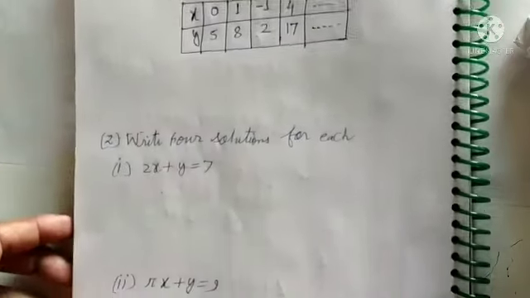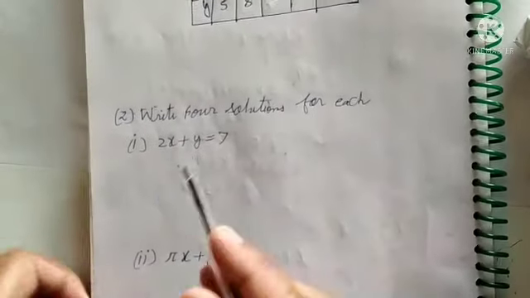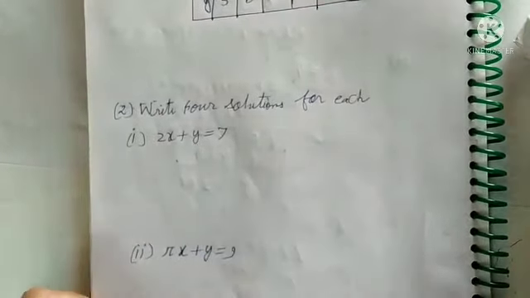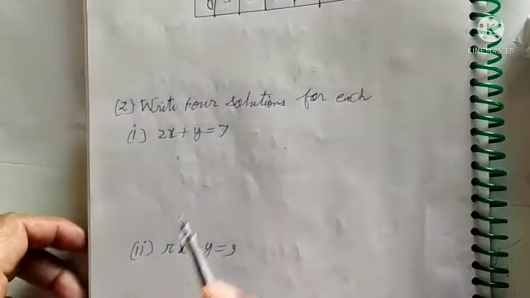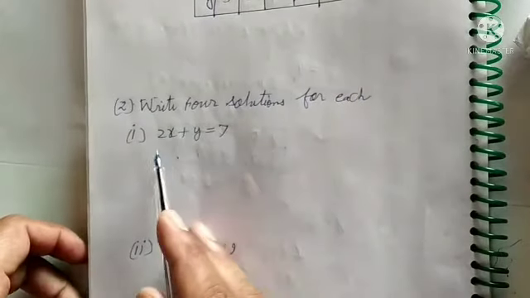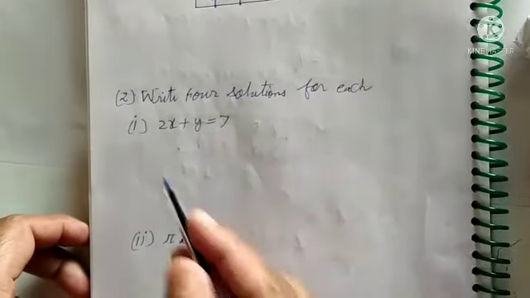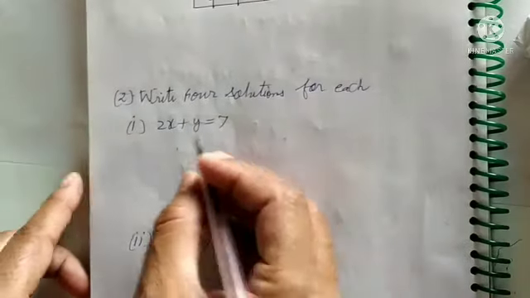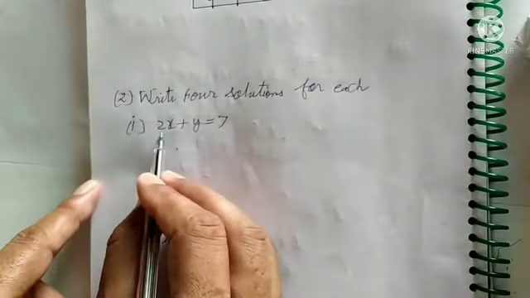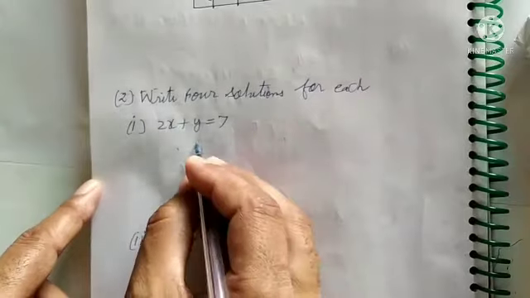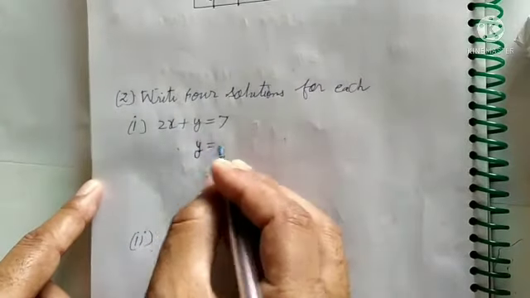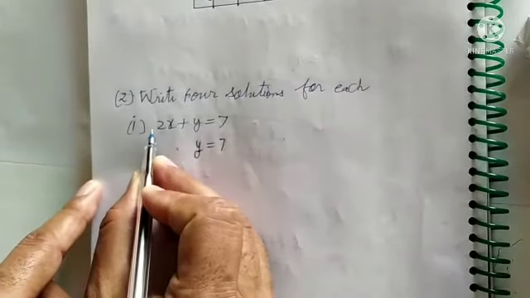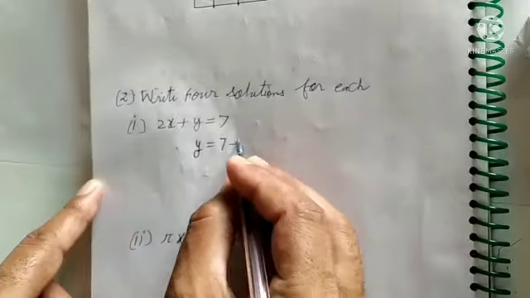Now, see question number second. Write 4 solutions for each. We want to find any 4 solutions for each part. First is 2x plus y equals 7. It's very simple. First you write it in proper form. Transpose this 2x from this side to that side, and y will be here only. So y is equal to 7, and the 2x, which is positive, if you transpose to that side becomes negative.